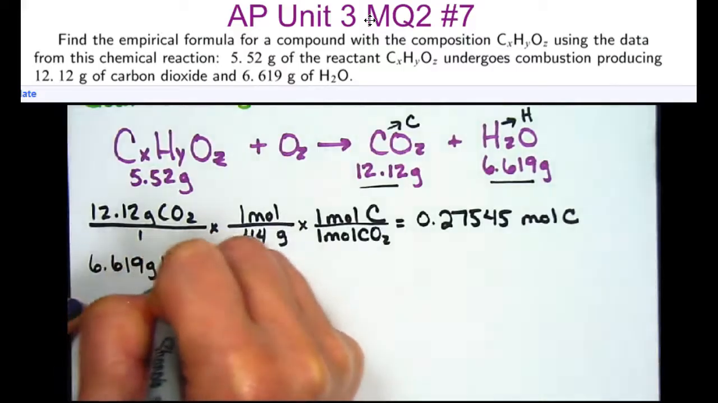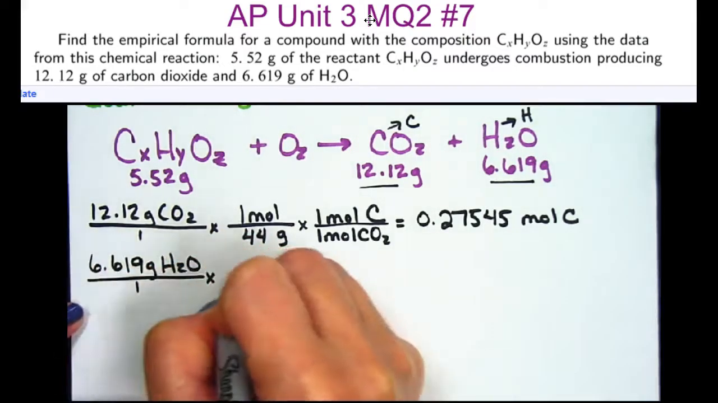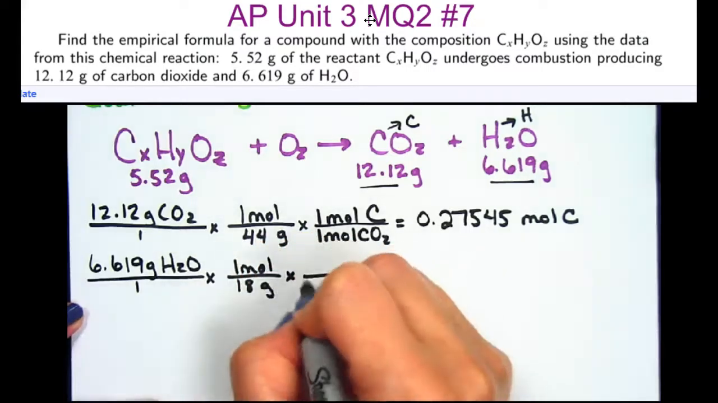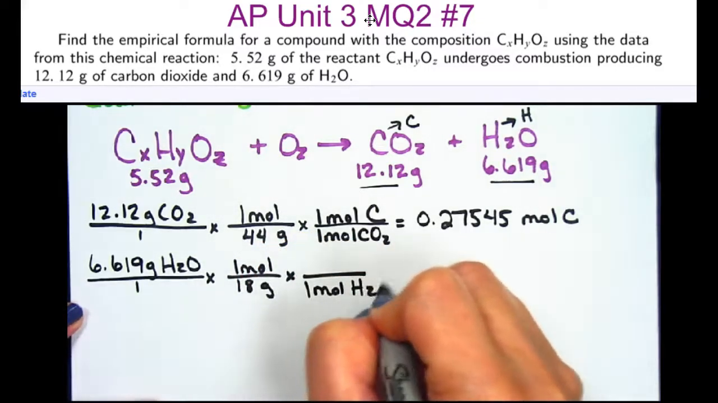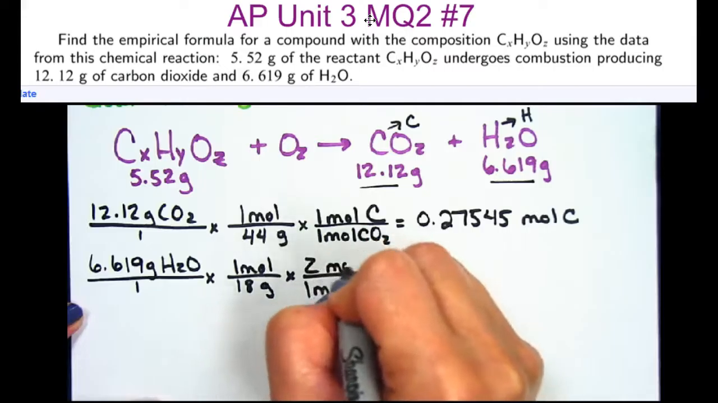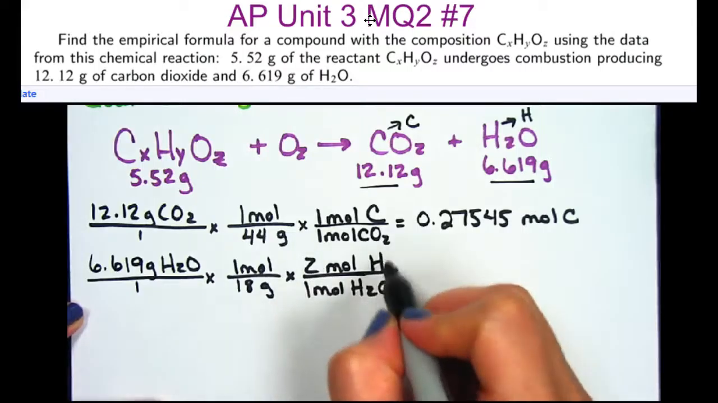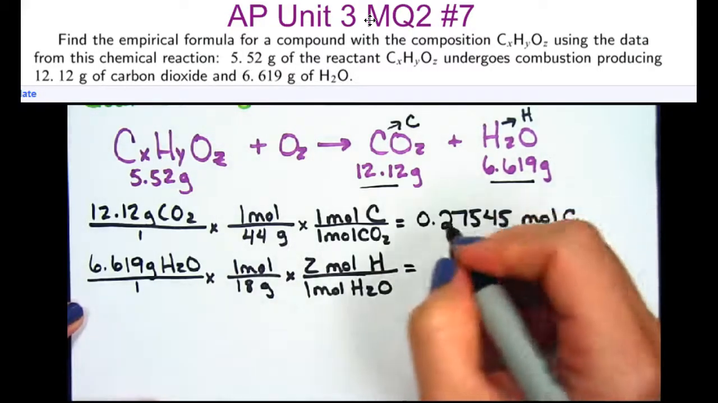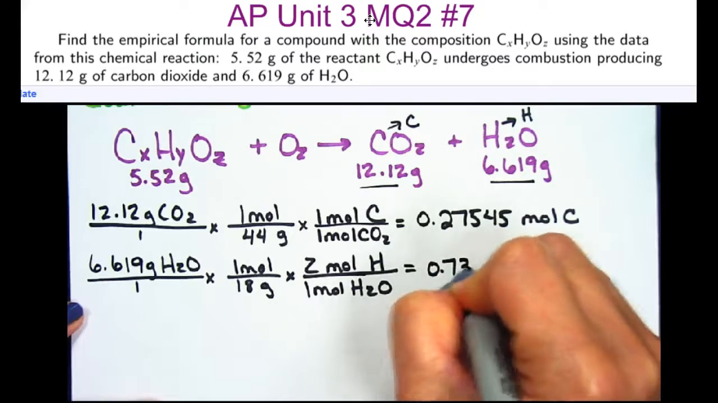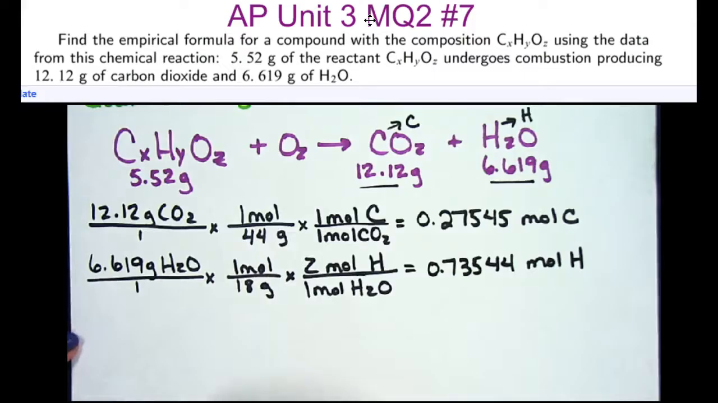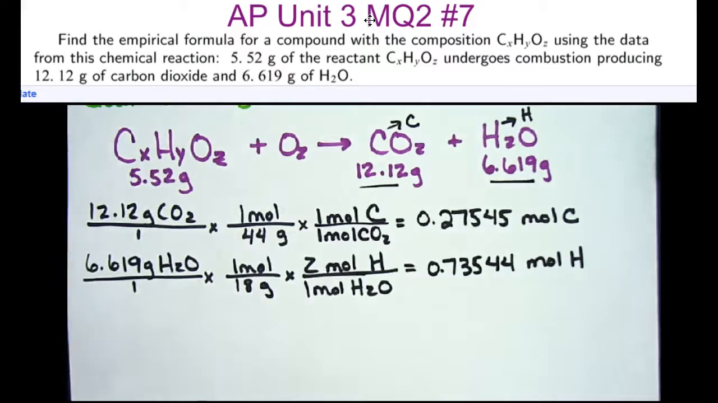Okay, let's do the same thing for the water. 6.619 grams of water. 18 grams of water is equal to 1 mole. And then 1 mole of water contains 2 moles of hydrogen, because that too indicates there are 2 hydrogens in the compound, so it's a 1-to-2 ratio as far as moles of hydrogen. So this gives us 0.73544 moles of hydrogen.